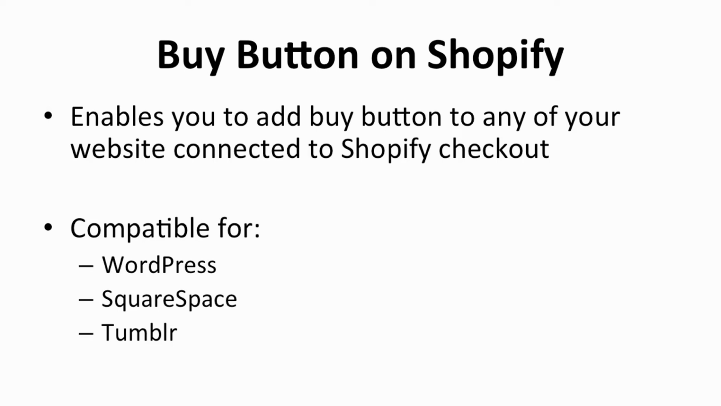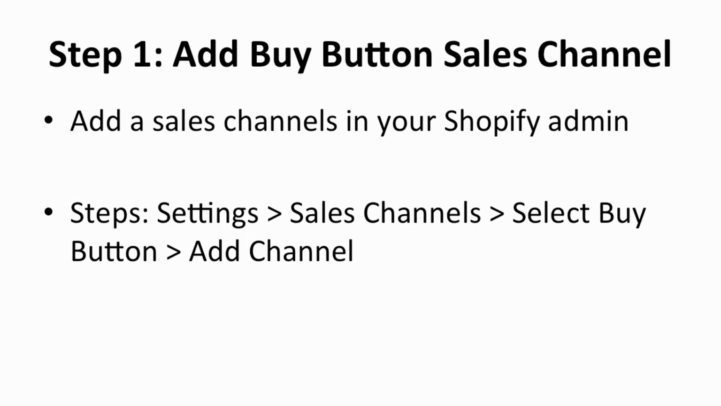All you need to do is create the buy button, copy the code, and paste it in any of your websites. Step 1 is to add a buy button sales channel to your Shopify admin. If you can't find the buy button in the sales channel section of your Shopify admin, you will need to add this before you can create a new buy button or an embedded shopping cart.